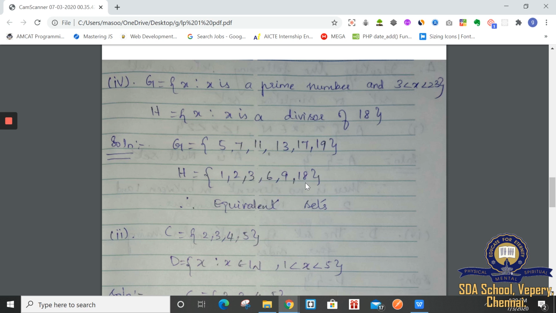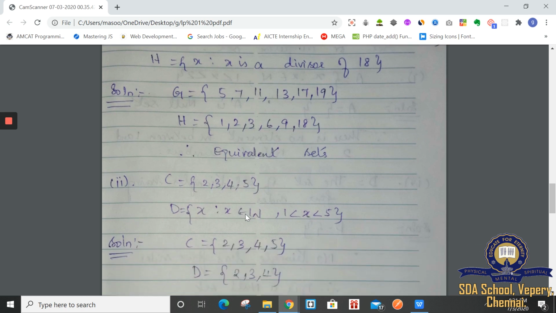So if you see, are they equal? No, they aren't equal. They aren't equal, but they are equivalent. So what do I mean by equivalent? Equivalent means they should contain the same number of elements. So if you see, how many are there: 1, 2, 3, 4, 5, 6, 6 elements in G. Likewise there are 6 elements in H. So these both are equivalent sets.